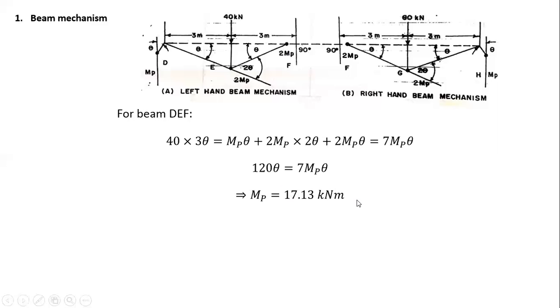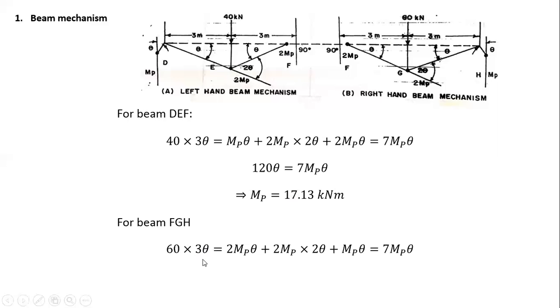Here MP is equal to 17.1. Similarly for beam FGH, this is equal to 60 into 3 theta. External work is equal to twice MP into theta, this one, plus twice MP into 2 theta, this one, plus MP times, this is because the plastic moment capacity of this beam is 2 MP, and this is your MP.